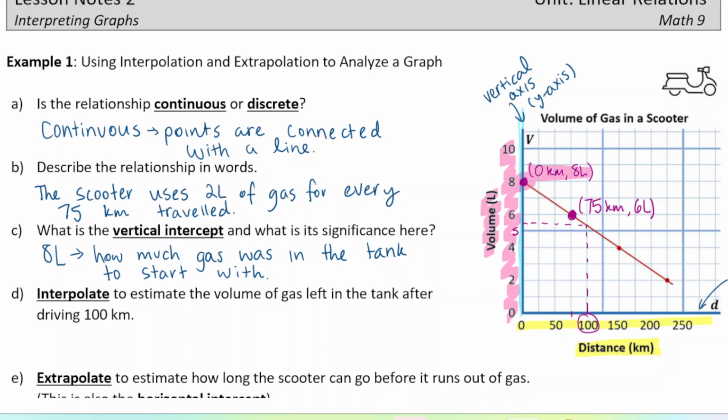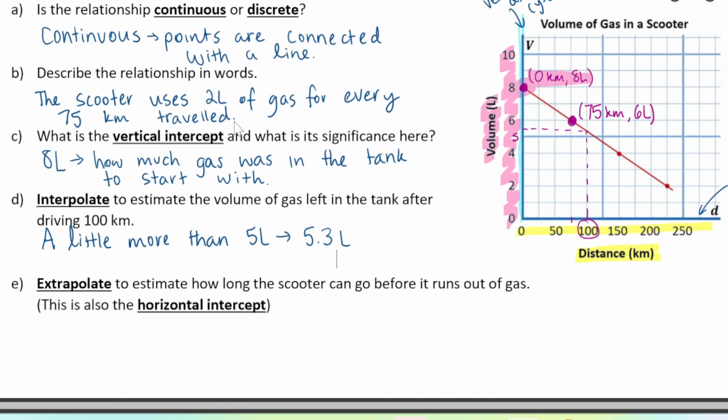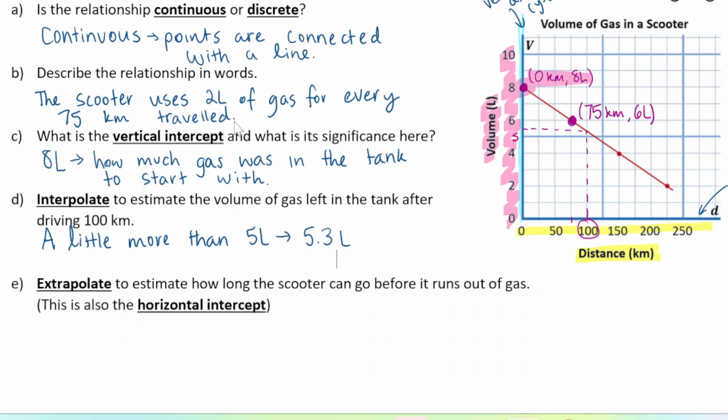So we're going to estimate a little more than 5 liters. Maybe 5.3. Okay. And last question, extrapolate to estimate how long the scooter can go before it runs out of gas. So what it means by extrapolate is go outside of the region that's already shown on the graph to us. So we're going to extend our graph.